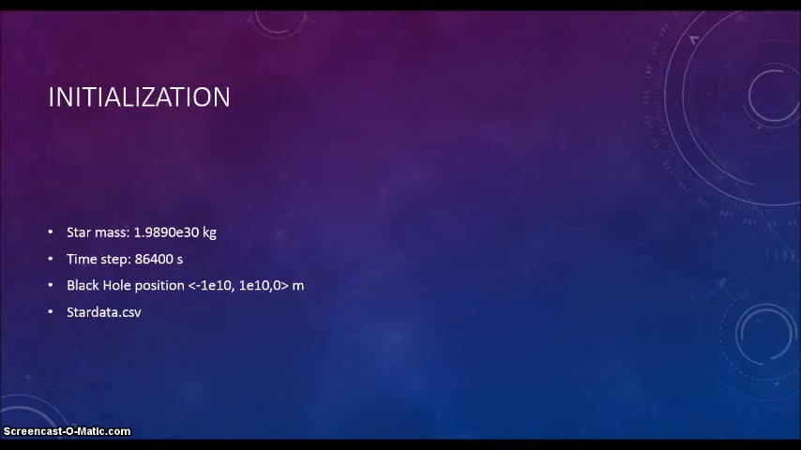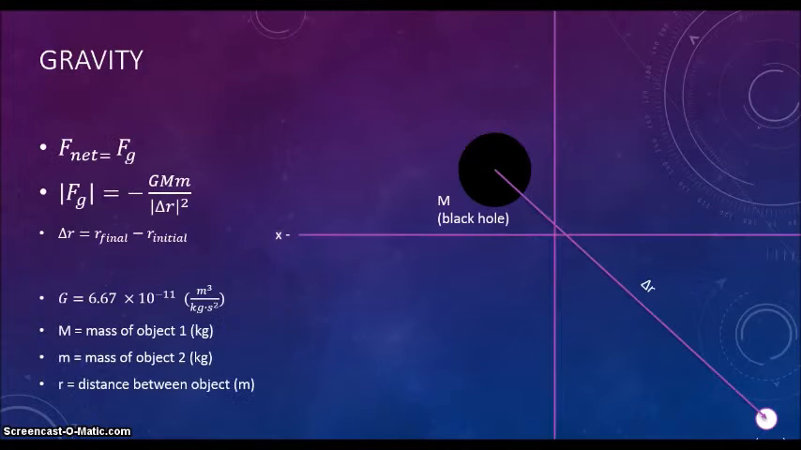Provided was the mass of the star, our system, the time step, the position of the black hole, and the positions of the star in a CSV file titled Star Data. Why do we need the mass of the star and the black hole position? To answer this, it must be stated that this lab is assuming that the force of gravity between the black hole and the star is the only force on the system, such that F net equals Fg.